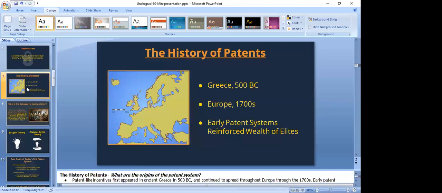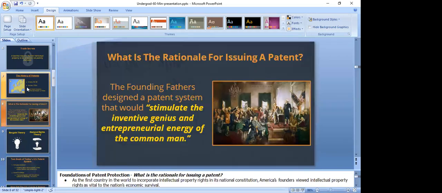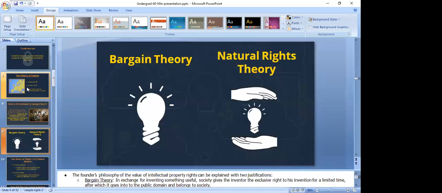Okay. So this is the history of patents: Greece 500 BC, Europe 700, an early patent system that reinforced the wealth of elites. These are the design patents they have done. So this is the issuing of patents, the structure of founding the patent system, which will draw on the inventive genius and entrepreneurial energy of the common man. This is the quid pro quo bargain theory and natural rights theory. That is also the copyright method.